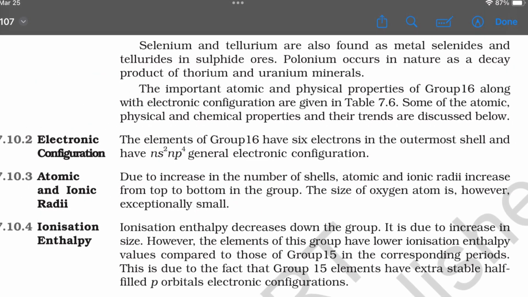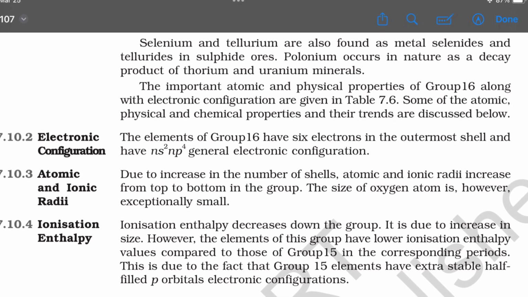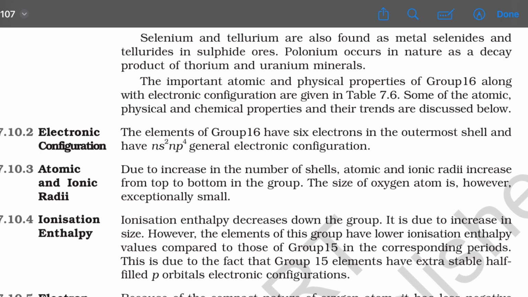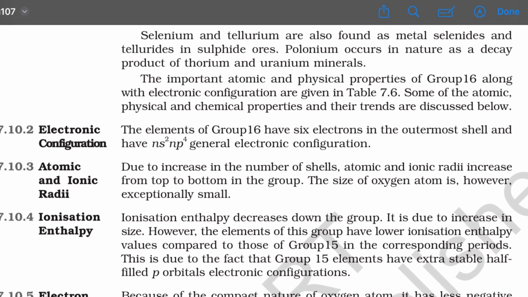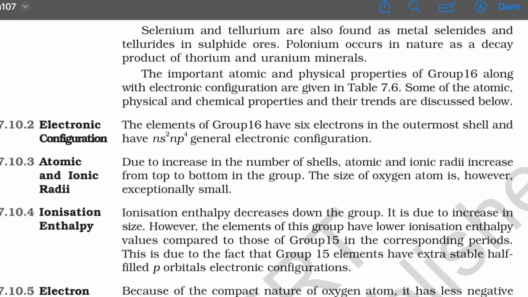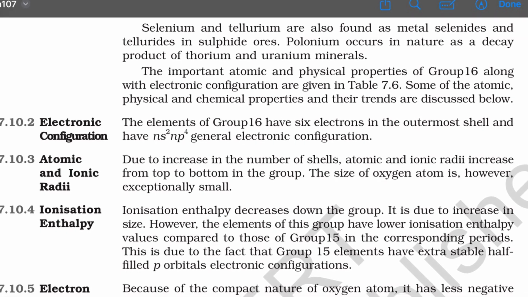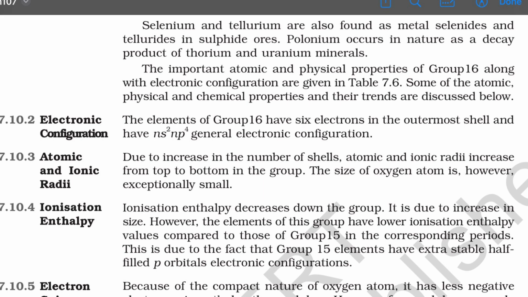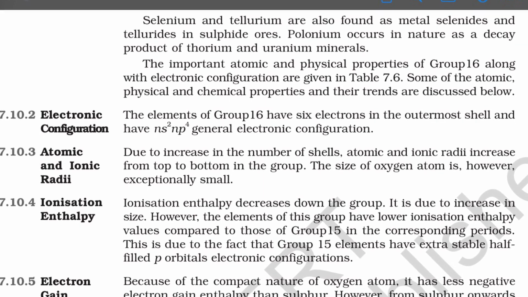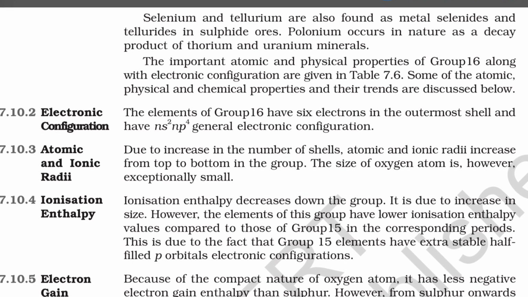Selenium and tellurium are also found as metal selenides and tellurides in sulfide ores. Polonium occurs in nature as a decay product of thorium and uranium minerals. The important atomic and physical properties of group 16 along with the electronic configuration are given in Table 7.6. We'll see the table also. Some of the atomic and physical and chemical properties and the trends are discussed below.